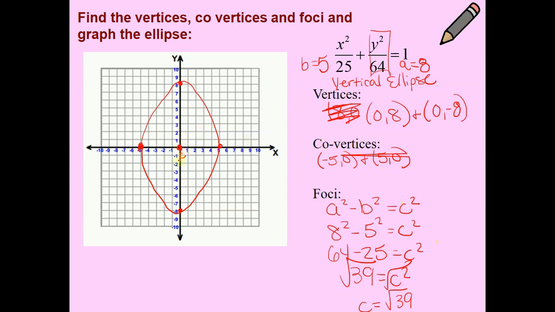So I know my foci have to be located along my major axis, which is a vertical one. So I know actually that it has to be right about here. That would be one of my foci. My other one would be about right here, because it has to be on the same side as my vertices. Your foci and your vertices should be near one another. So my two foci, my two coordinate points, would be the square root of 39, 0, and the negative square root of 39, 0.